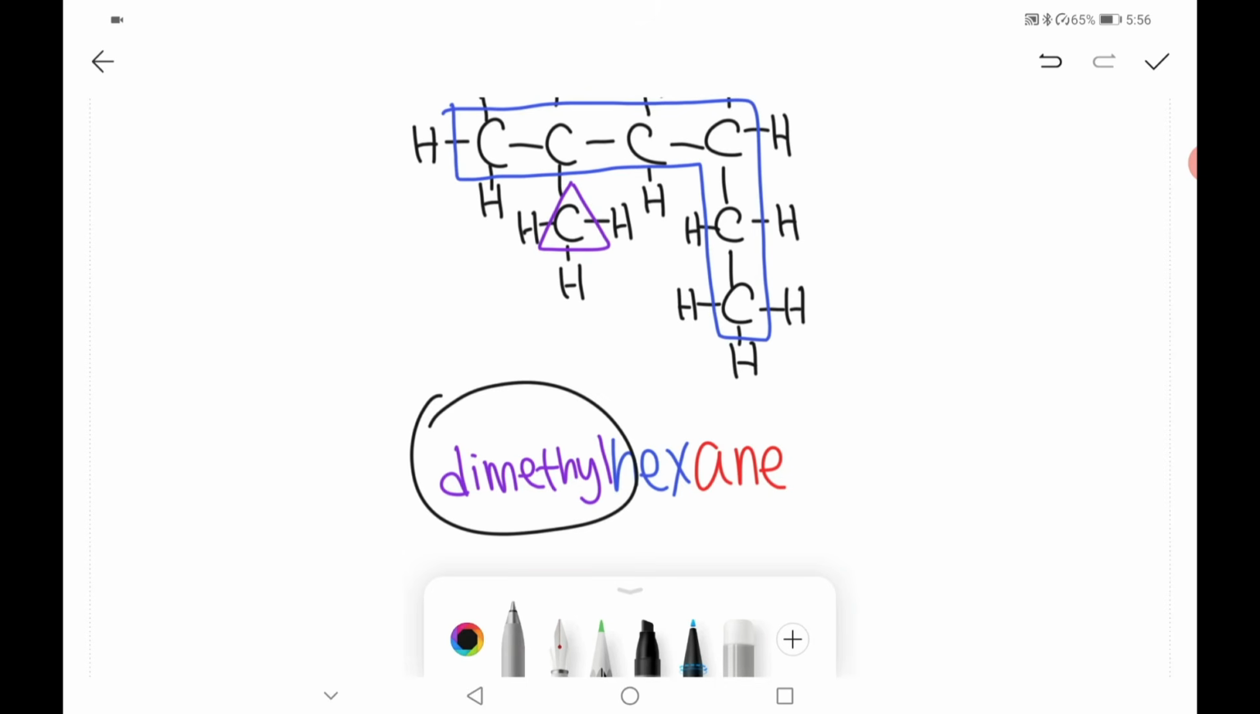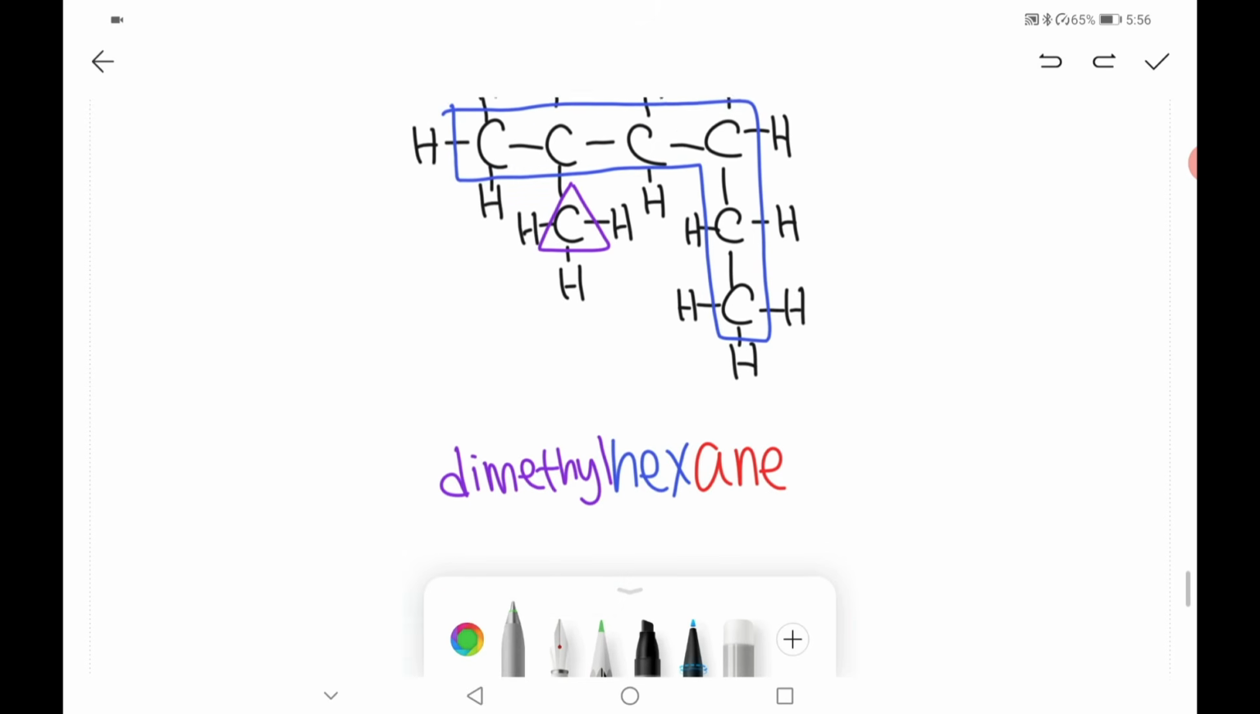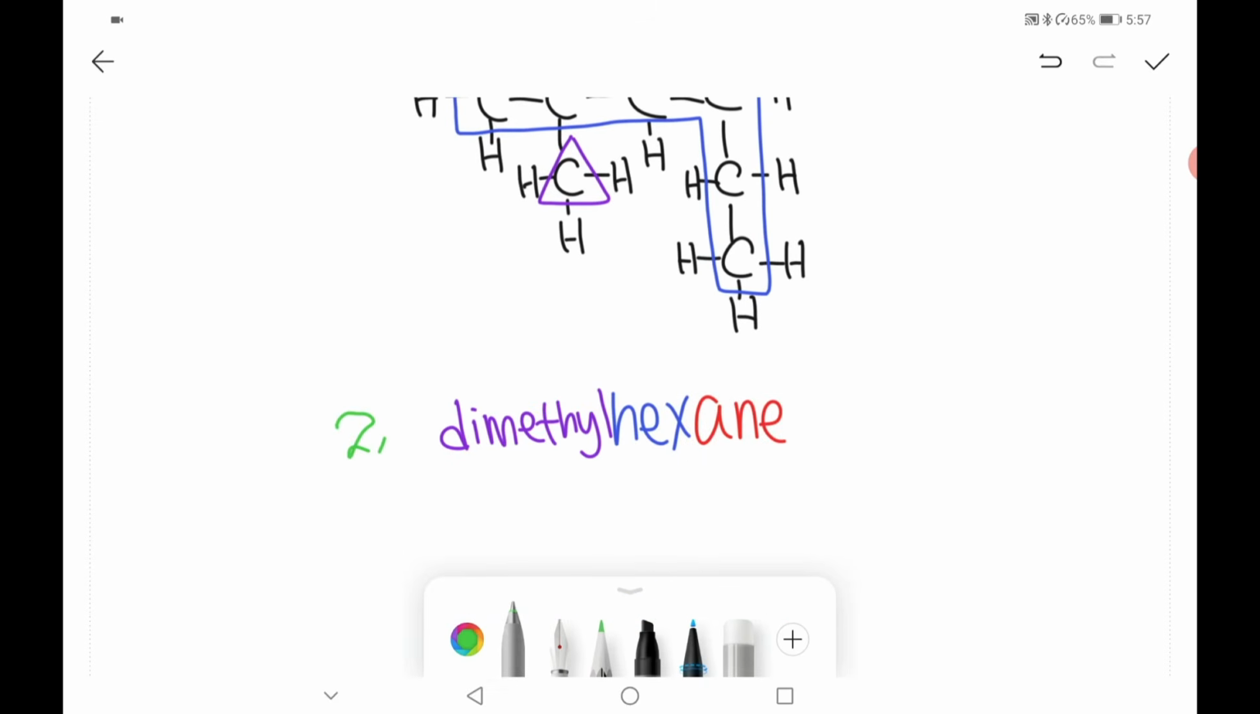After that, when you have two branches, you need to give two position numbers. You must give two addresses. If you count from the left-hand side, 1 and 2, both of the branches are on carbon number 2. This branch is on carbon number 2, and this branch is also on carbon number 2. So what you should do is write 2, 2. You need to write the number 2 times. The first branch is on carbon number 2, the second branch is also on carbon number 2. So 2, 2, and you put a dash.